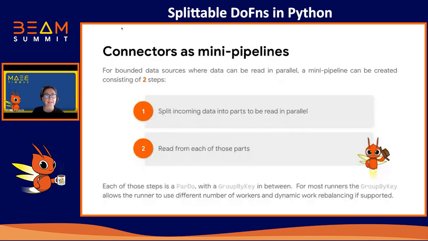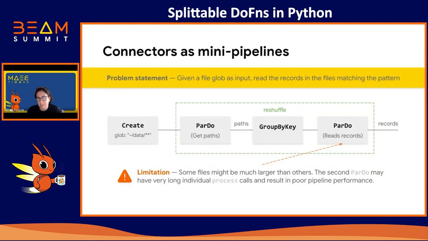Let's see this in an example. Imagine that our pipeline receives a file glob, a file pattern, as input, and we have to read the records of the files that match that pattern. What we would do is create a Create transform that would create a PCollection from a list with a single element, the file glob. That would be taken by a ParDo transform that would extract all the file paths matching the pattern, and we would have all the file paths in an output PCollection.